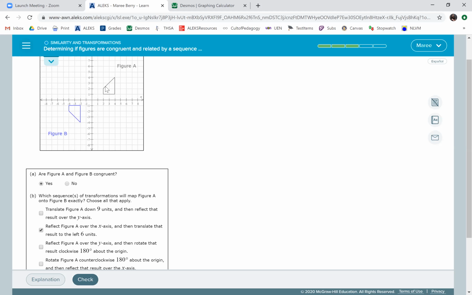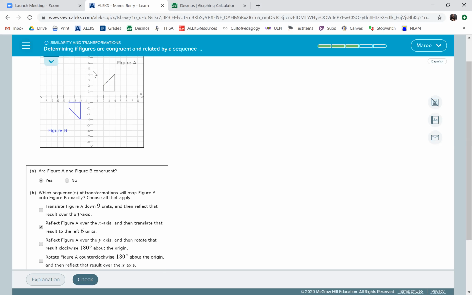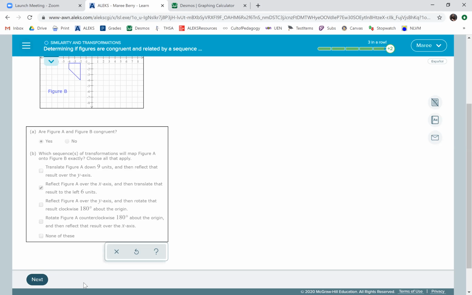Reflect figure A over the y-axis, so this point will be right there. Then rotate 180 is going to bring it over here, so no. Rotate figure A counterclockwise 180, so that's going to be here, and then reflect it over the x, which would then put it here. So no, it's the one we said. And that's the end of the lesson.